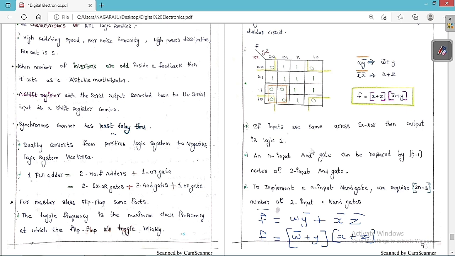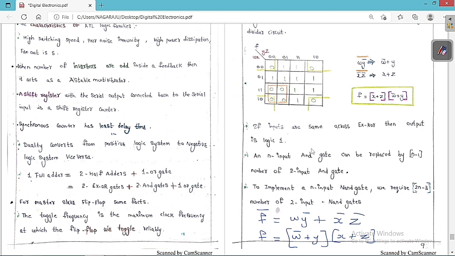So finally, an n input AND gate can be replaced by n minus 1 number of 2 input AND gates, whereas an n input NAND gate can be replaced by 2n minus 3 number of 2 input NAND gates. These are the important things that you always have to keep in your mind.